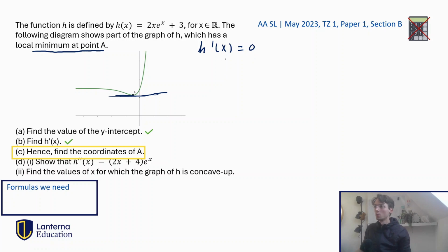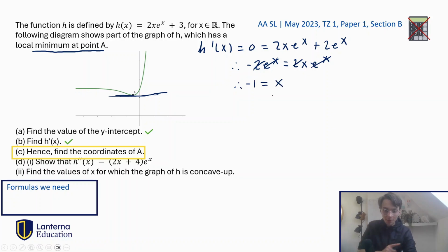Let's remind ourselves what h dash was. That was 2x e to the power of x plus 2e to the power of x. How do we solve that? I would start by moving the 2xe to the power of x over to the left side by subtracting it on both sides. Then I get negative 2e to the power of x is 2x e to the power of x. The 2 on both sides cancels out. E to the power of x on both sides cancels out. That's nice. Then I'm just left with negative 1 equals x.